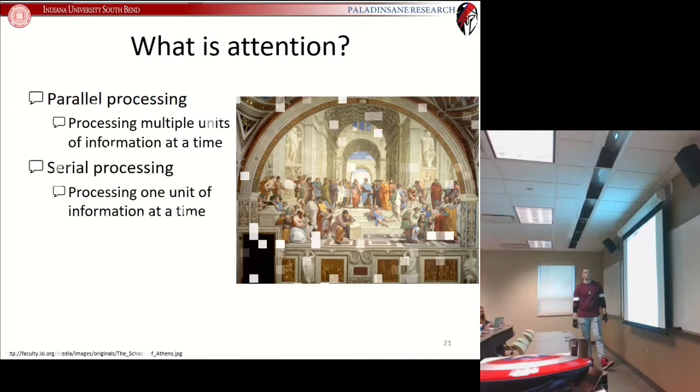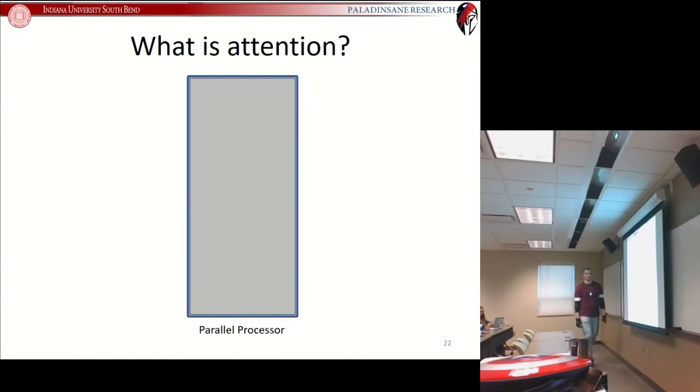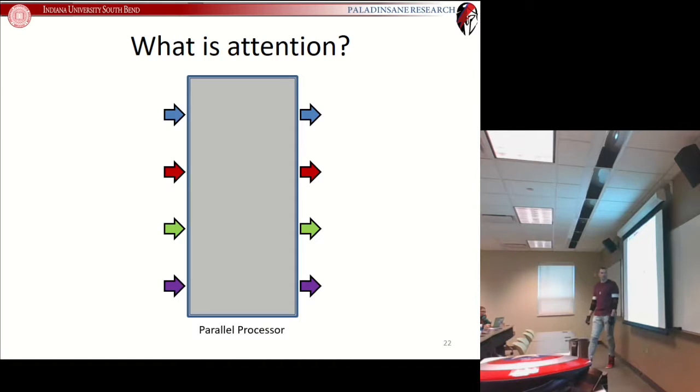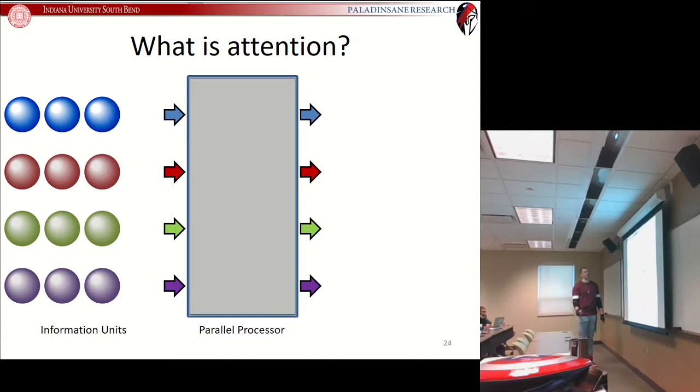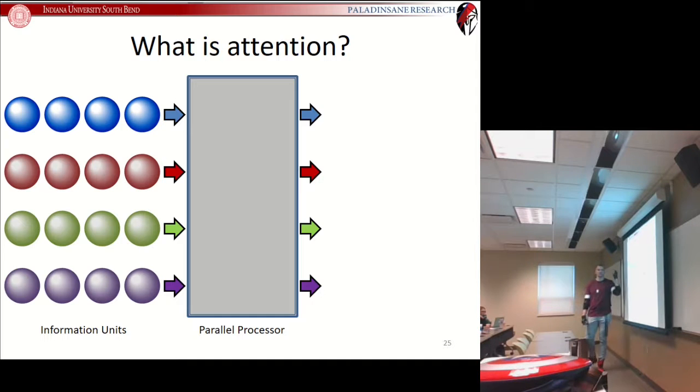So let's take a look at what this would look like visually. Let's say that this is a representational level explanation of what a parallel processor looks like in your mind. And let's say that that's the input, that's the output, and we start to have information units going towards the processor. So here we have a whole bunch of information units, 4 different streams of information units, and they're coming to the processor. So we've got 16 pieces of information that need to be processed by this parallel processor.